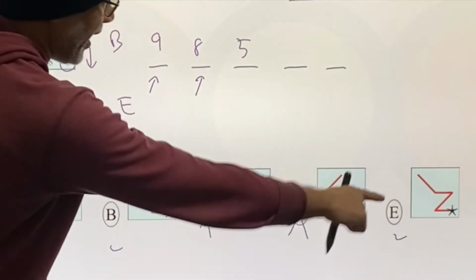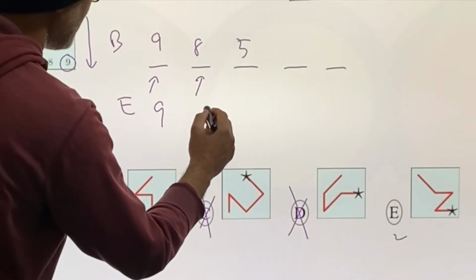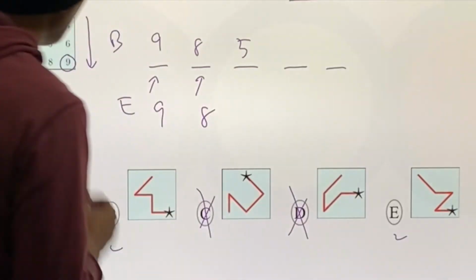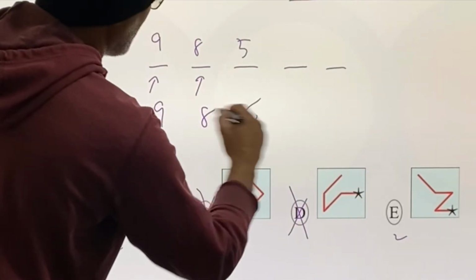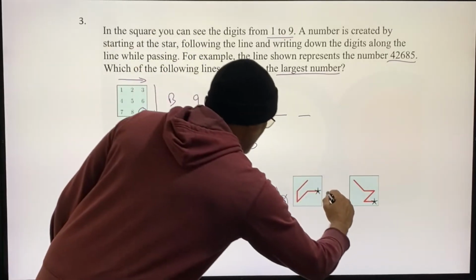So let me start writing E. E starts at 9, then goes to 8, and then goes to 6, right? So from here I can see that E is the largest number.